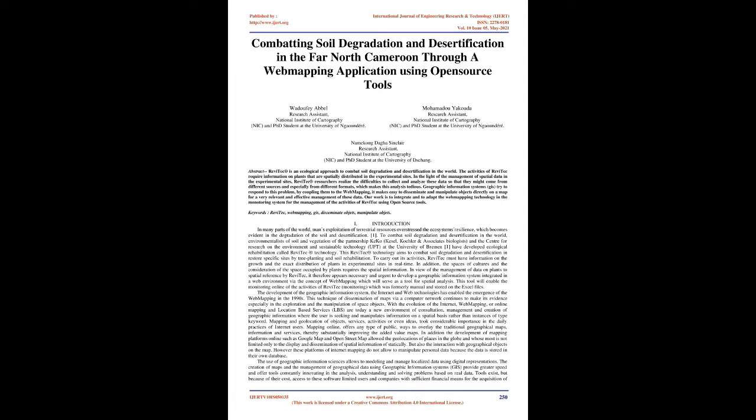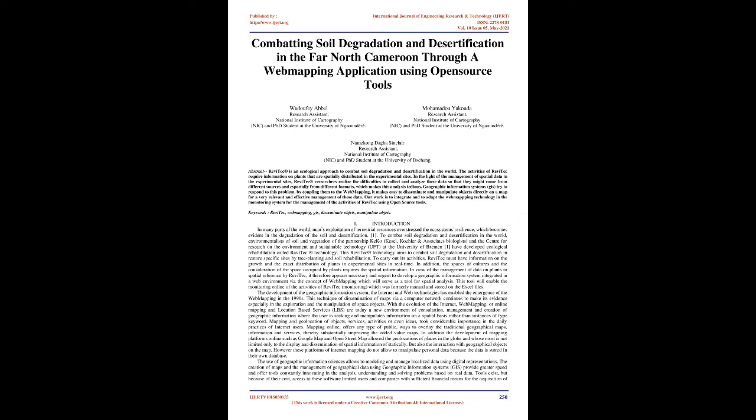The activities of ReviTec require information on plants that are spatially distributed in the experimental sites. In the light of the management of spatial data in the experimental sites, ReviTec researchers realize the difficulties to collect and analyze these data, as they might come from different sources and especially from different formats, which makes this analysis tedious. Geographic Information Systems, GIS, try to respond to this problem.